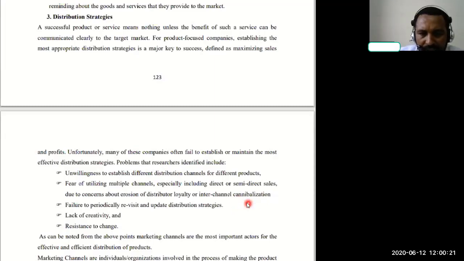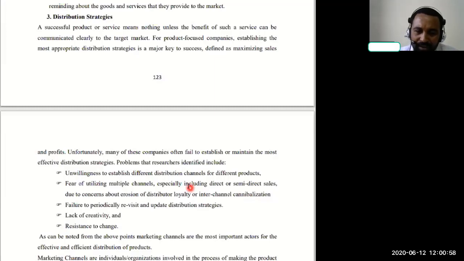Many companies often fail to establish and maintain the most effective distribution channel. Large organizations or most organizations fail to establish a reliable distribution channel. These problems have been identified by research. Different researchers identified why companies fail to establish and maintain an effective distribution channel. This is because of different reasons.